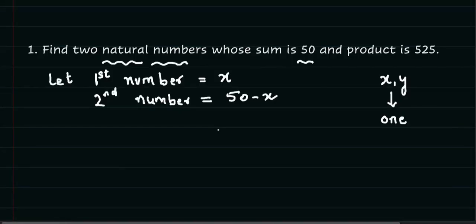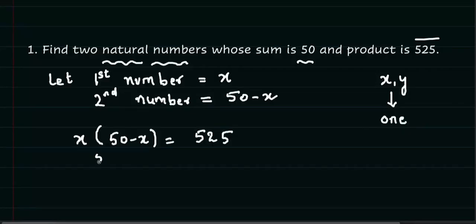Got it? So now what happens? Second point is, when you multiply these two, you should get 525. So the first number is x, the second is 50 minus x. If you multiply both of them, that should give you a product of 525: 50x minus x square equals 525.